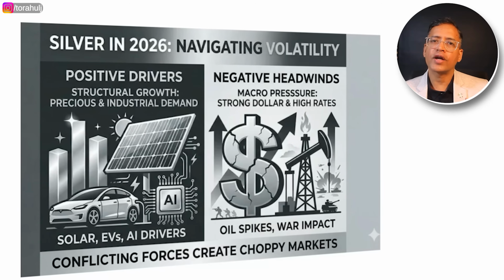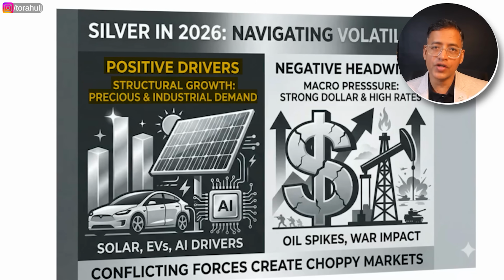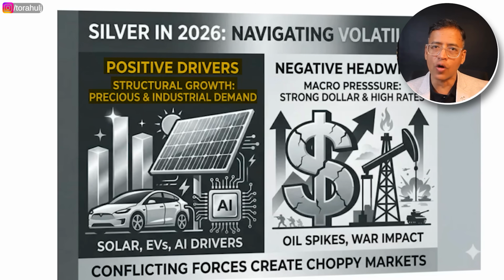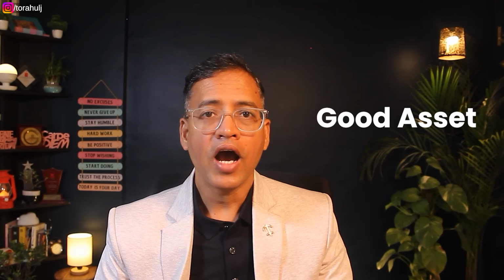But overall, if you look at silver from a positive drivers perspective, the structural growth of industrial demand is still there. It's not that it has gone away. Yes, of course, there is talk about replacing silver or using slightly thinner coatings on, let's say, solar panels, etc. But structurally, it still remains a good asset. However, the problem is the macro pressure, the strong dollar that we have seen in the last few days. And of course, the speculation. The biggest problem with silver is the speculation.